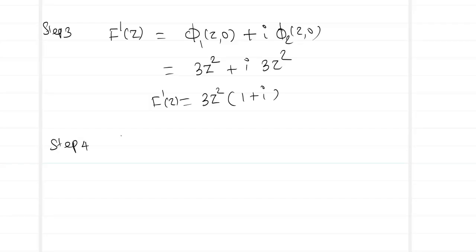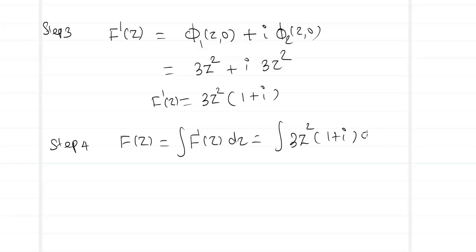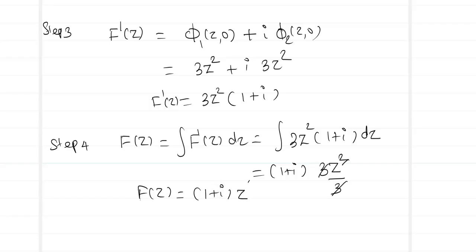What is going to be my step 4? My step 4 is computing capital F of z, which is obtained by the integral of F dash of z with respect to dz. So this is nothing but the integral of 3z square times 1 plus i, integration with respect to z. 1 plus i is a constant, take it outside. 3z square on integration gives you z cube divided by 3. The 3 can be cancelled off. So my capital F of z is equal to 1 plus i times z cube.